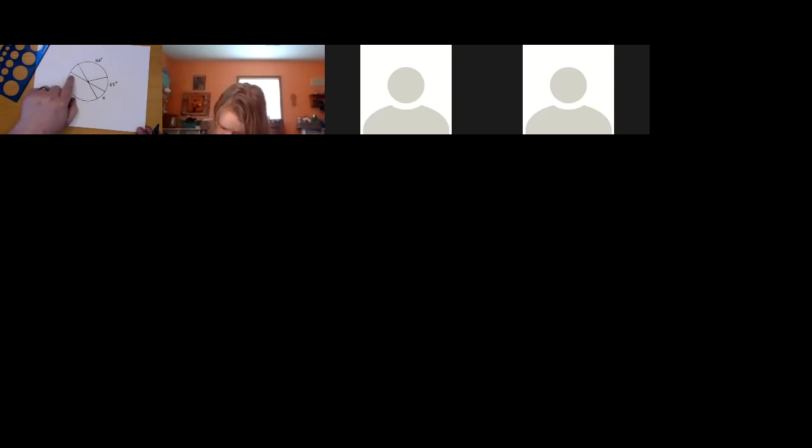And so I don't really even need this little radius right here. I can just cover that up if I wanted to. And there I have it. I have half a circle, so that's 180. I take away the 100 and I take away the 55, and that leaves me with the piece I want, which is 25.